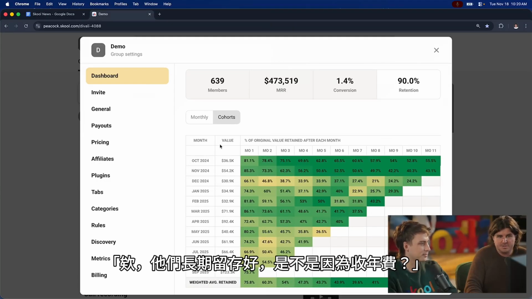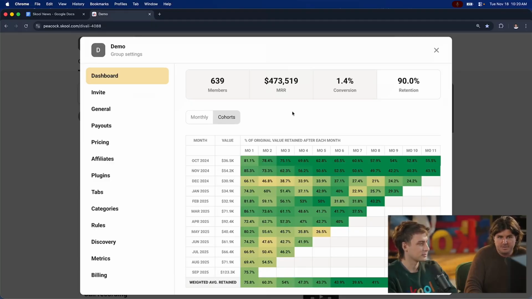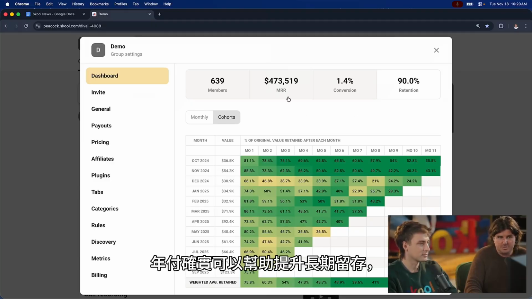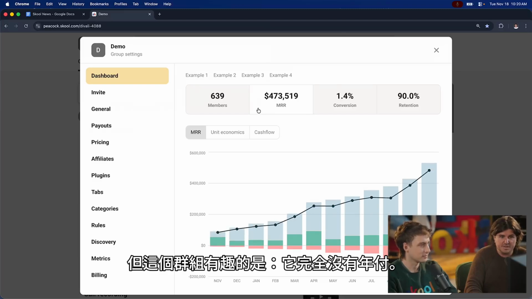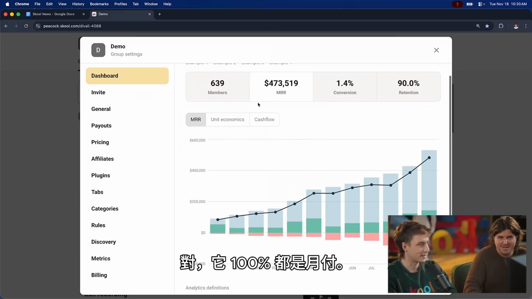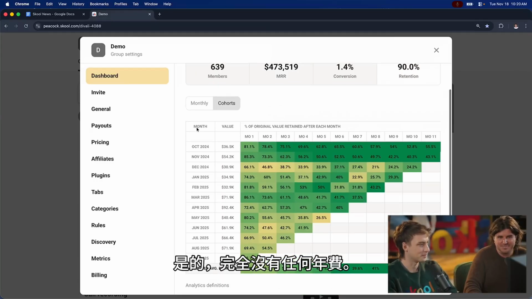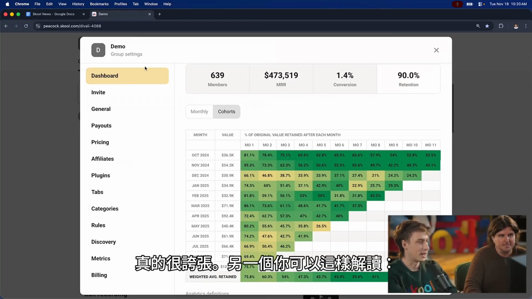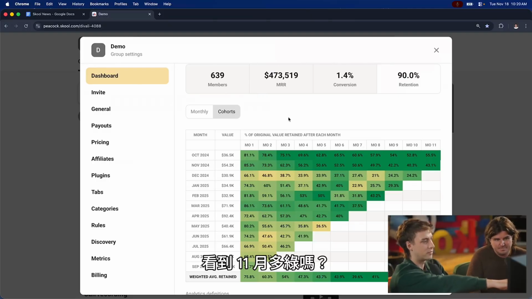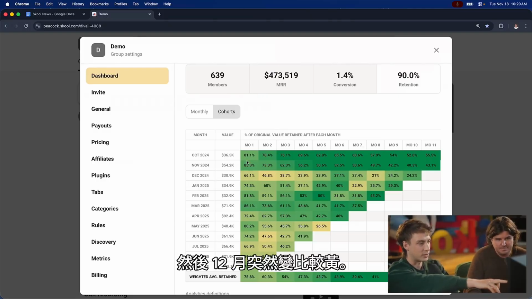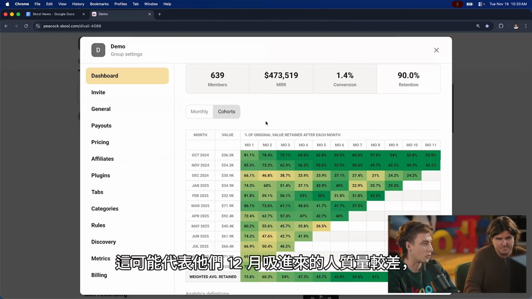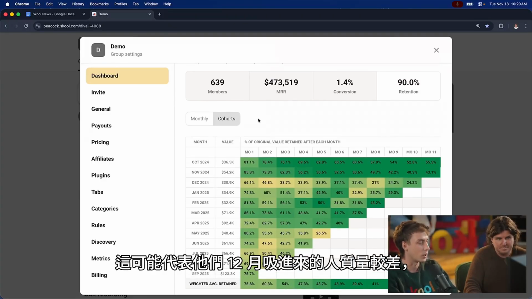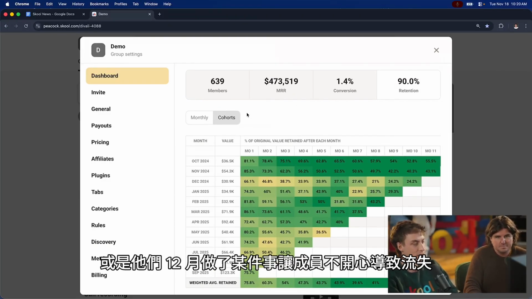And you might think, oh, this group is only achieving this because it does annual payments. Annual can certainly help with long-term retention, but what's interesting about this group is it actually does none. Yeah. It's 100% monthly. Yep. There is no annuals in here at all, which is crazy. Yeah, that's crazy. And another way you can interpret this is you see in November how green it is, and then in December it gets more yellow. That may mean that whatever they did in December attracted lower quality people to the group, or they did something in the group that made people less happy, so they were more likely to churn.